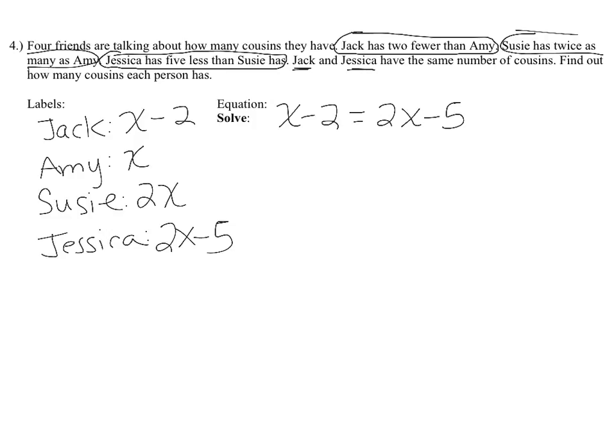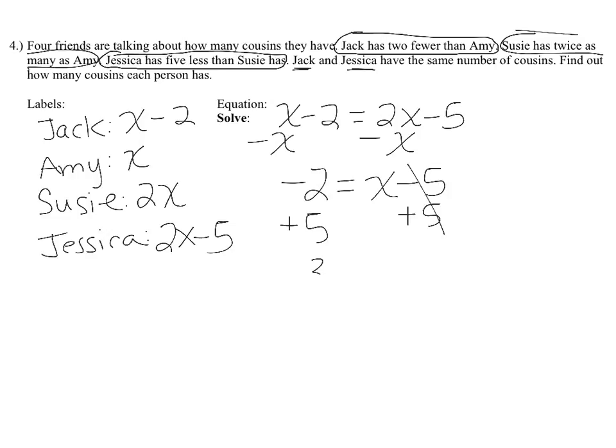And now we can solve this equation. There are variables on both sides, so I have to collect my variables. I'm going to subtract X from both sides, and that's going to give me negative 2 equals X minus 5. Then I'm going to add 5 to both sides. And I'm going to get that the answer for X is 3. Well, what does that 3 represent? Well, that 3 is X. So over here, X is Amy. That means Amy has 3 cousins. So I write 3 next to her. Jack is going to have X minus 2 cousins. Well, 3 minus 2 is 1. Well, that means that Jack has 1 cousin.